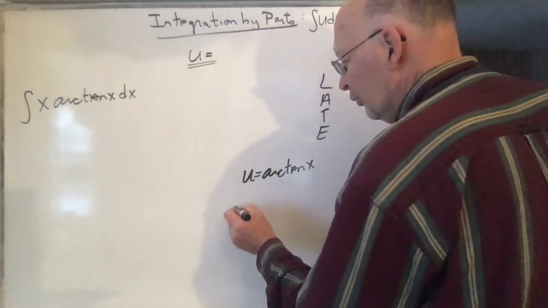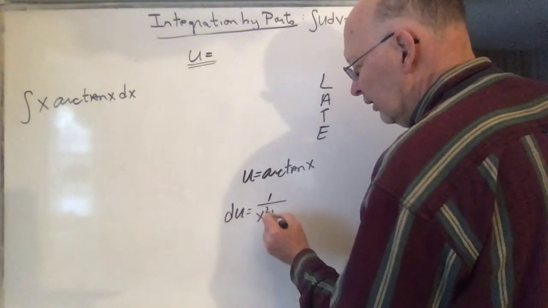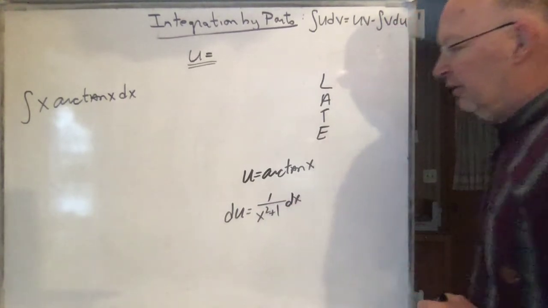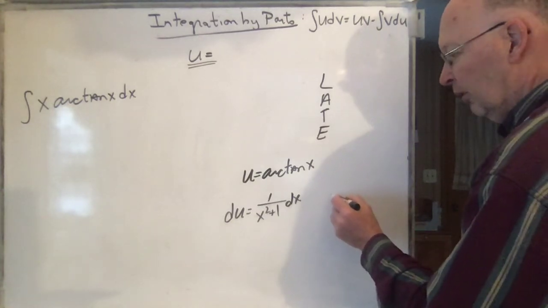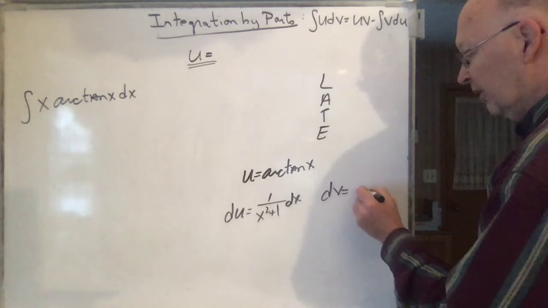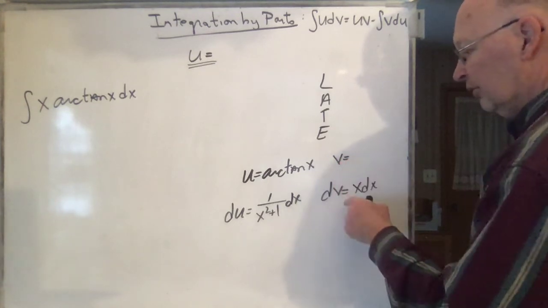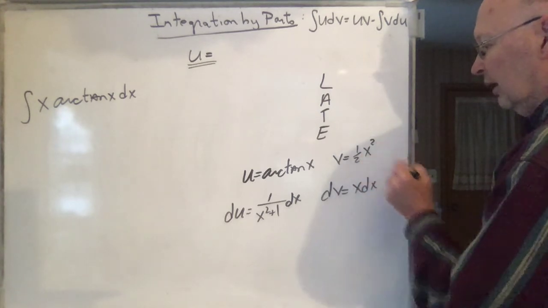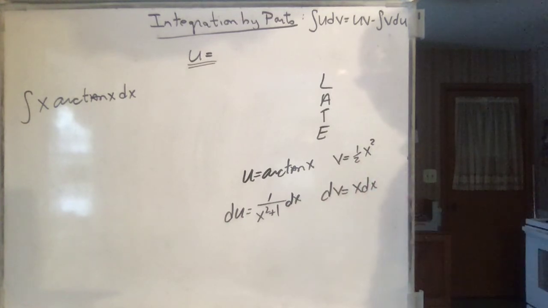And the derivative, which we learned back in Calc 1, is equal to what? 1 over x squared plus 1. So there, and then dx. Agreed? So there's u and du. And now what's the rest of it? It's going to be what? dv is going to be x dx. And so v is equal to what? It's going to be the antiderivative, which is 1/2 x squared. Okay, there's u, du, dv, and v.